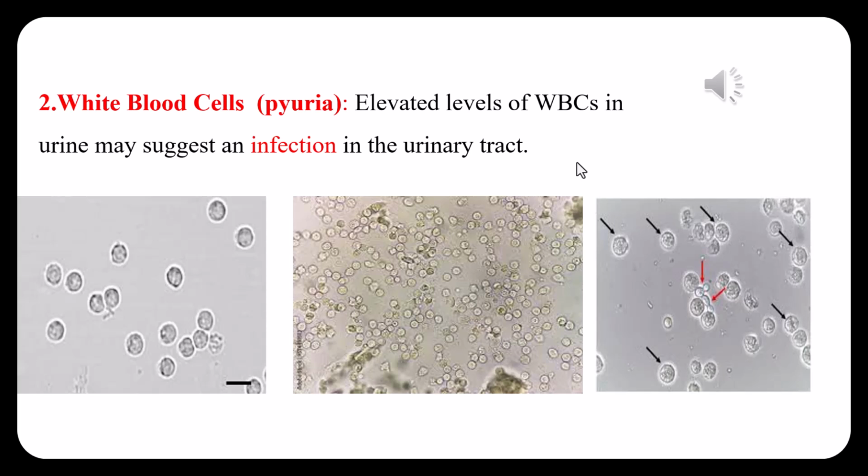Usually we do not write "presence of white blood cells" in our urine report. We call the sample pyuria, meaning white blood cells in the urine. An elevated level of white blood cells in the urine suggests infection of the urinary tract. As you see in this picture, it is the white blood cell.